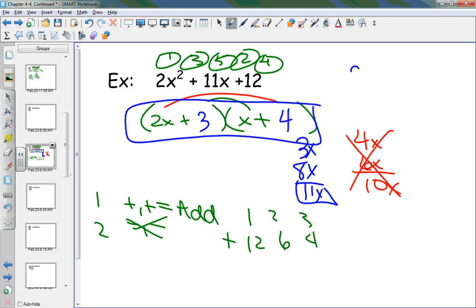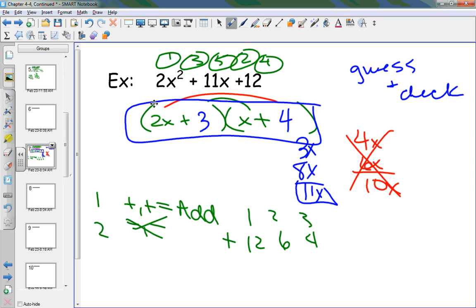This is what we call guess and check. Meaning I'm going to guess which factors I'm going to throw in there, check it to see if it works, and if it works, great. If it doesn't, I'm going to have to use different factors. Does that make sense, yes or no?